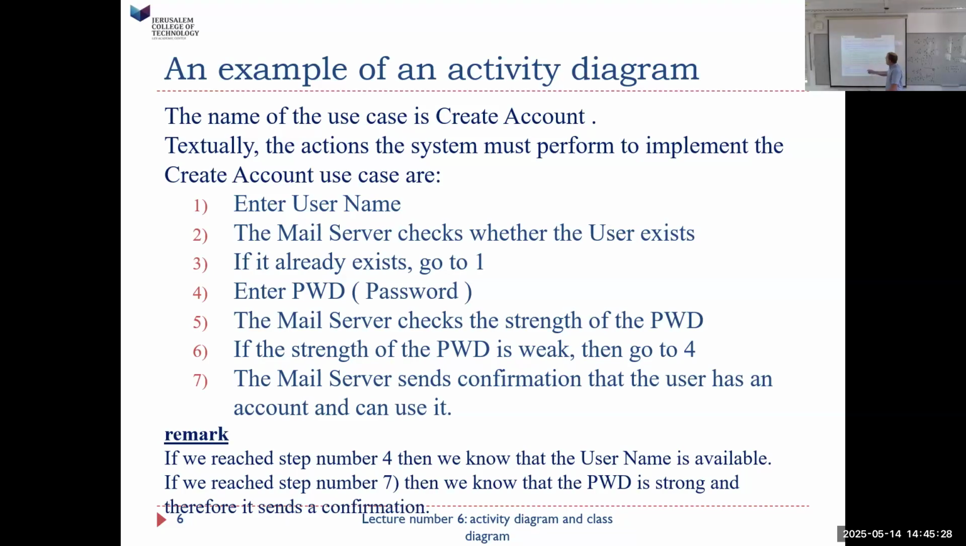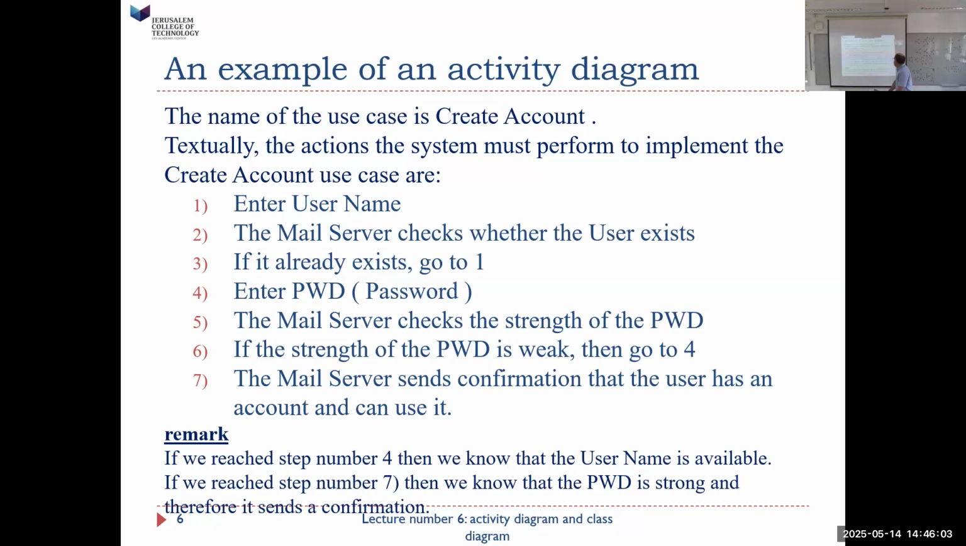Enter a username. The mail server checks whether the user exists. If it already exists, go to 1. You can't create an account if it already exists, right? That's not called creating an account, that's called logging in. So if it already exists, go to 1 and try a different username. Enter a password. The mail server checks the strength of the password. If the strength of the password is weak, then go to 4. Enter a new password. The mail server sends the confirmation that the user has created an account.